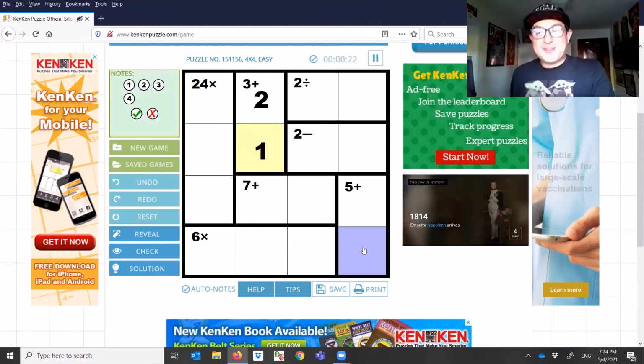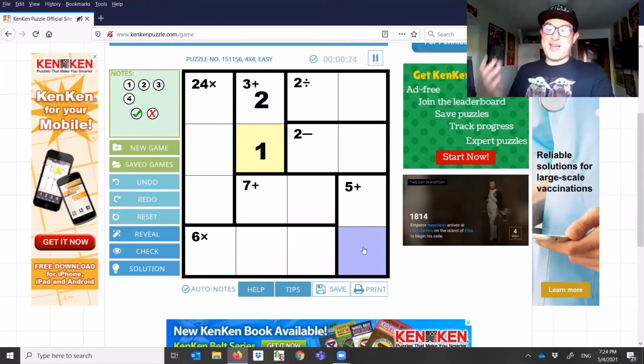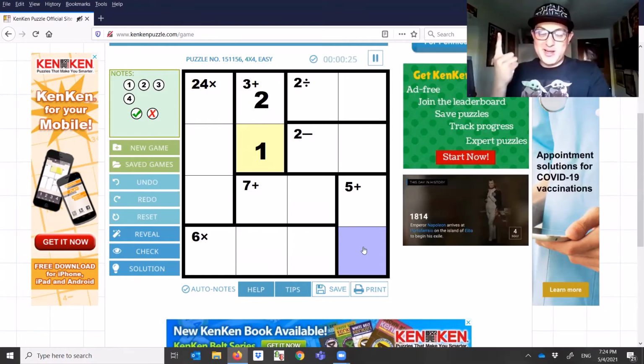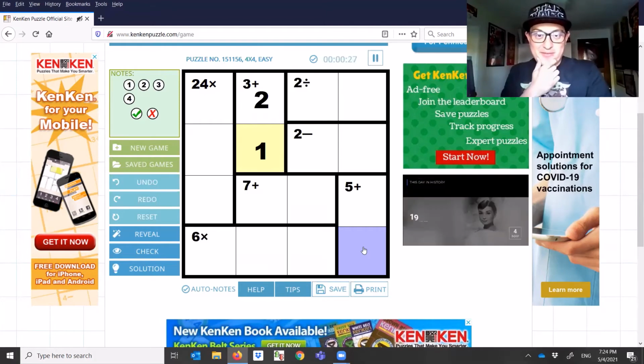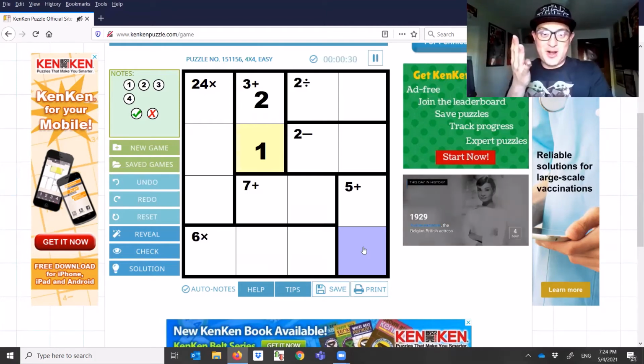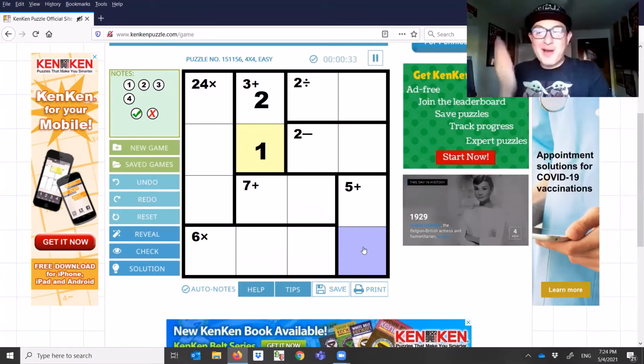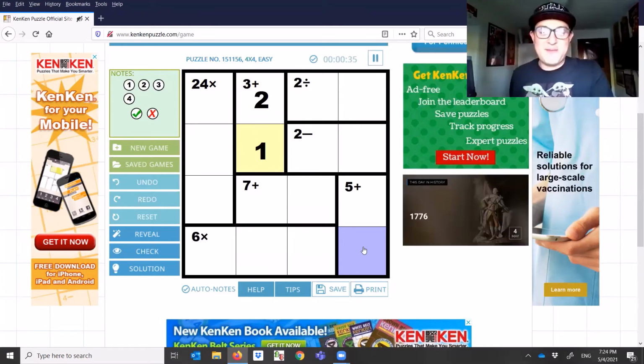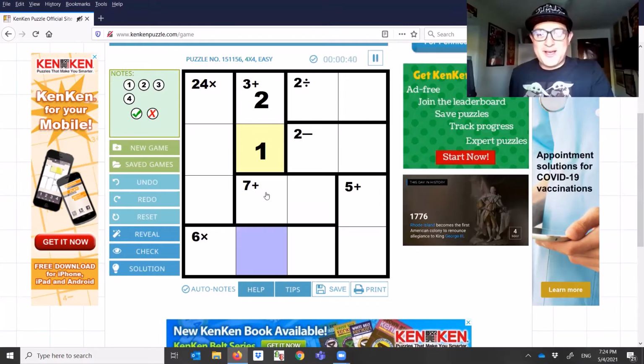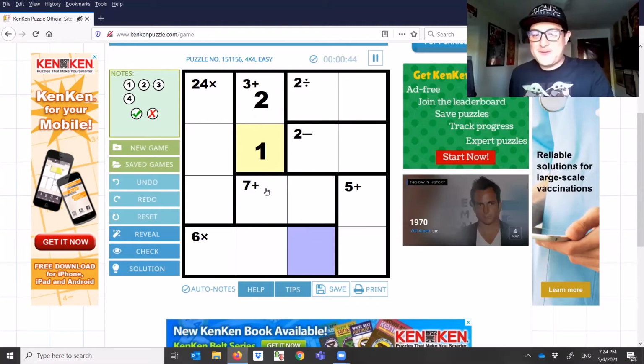For 5, there's a couple ways for 5, right? I can do 4 + 1. And what's the other way to make 5 using 1, 2, 3, 4? 2 and 3. So I don't know what numbers go there yet. I know there has to be a 3 or a 4 here. I know that these two numbers have to add up to make a 7.